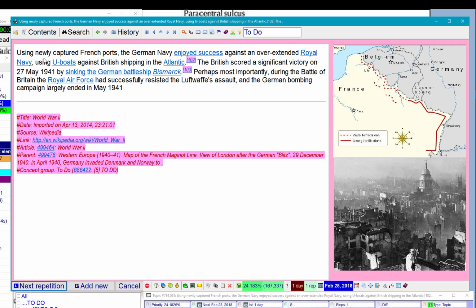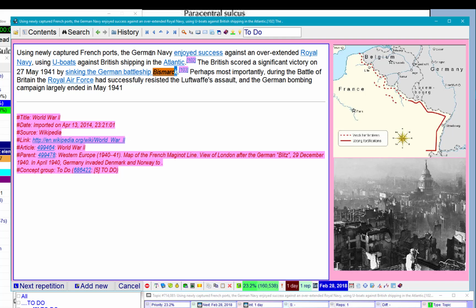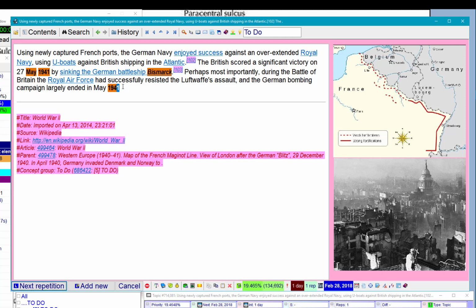So let's see. Using newly captured French ports, the German Navy enjoyed success against the extended Royal Navy using U-boats against British shipping in the Atlantic. The British scored a significant victory in May 1941 by sinking the German battleship. Oh yeah, that's the Bismarck. Maybe May 1941. Yeah, May 41. Perhaps most importantly, during the Battle of Britain, the Royal Air Force saw the Luftwaffe's German bombing campaign largely ended by May 1941. So that's one year. Okay, so we go to the next repetition.